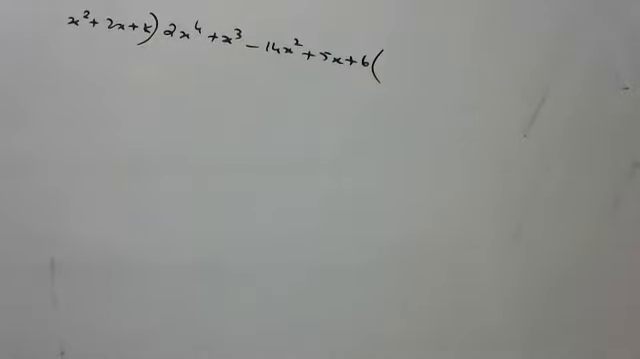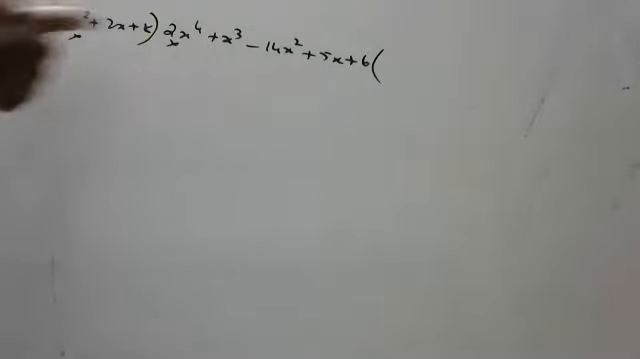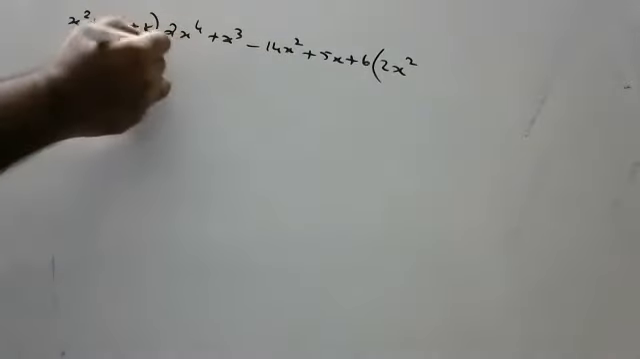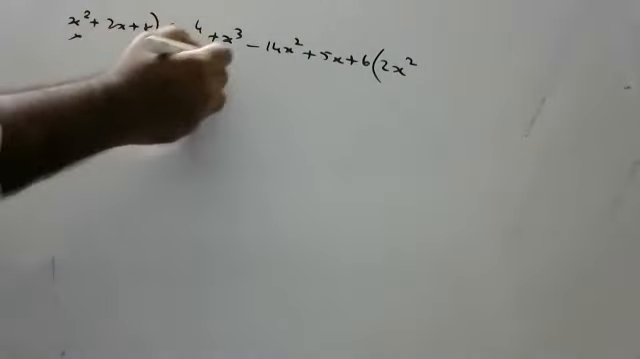Let's find out, children. Let's divide. Start division. This into this, how much will we get, children? 2x square. 2x square into x square, 2x4. 2x square into 2x, 4x cube. 2x square into k, 2kx square. Minus gone. Hope you are able to understand, children. This is minus 3x cube minus 14x square minus 2kx square plus 5x plus 6.